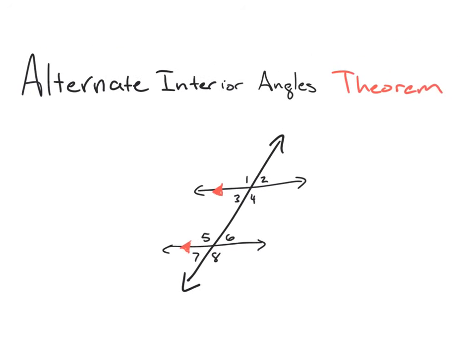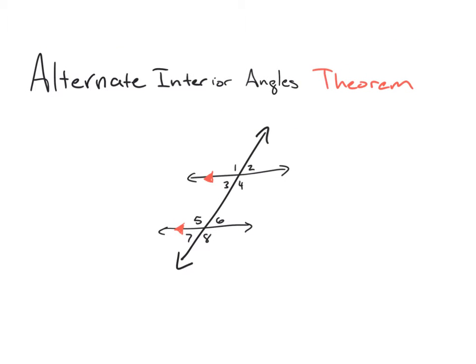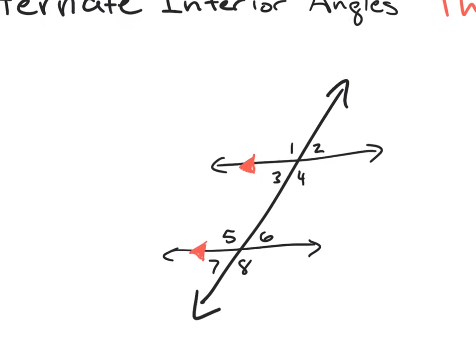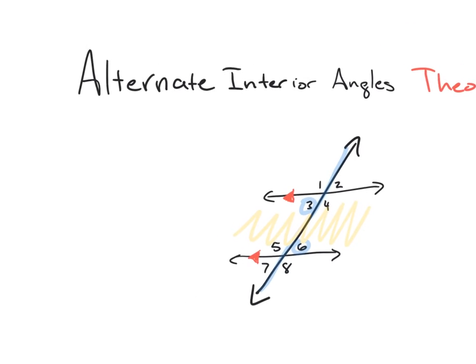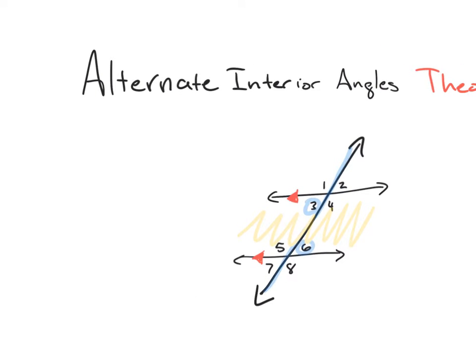So what does the alternate interior angles theorem say now? Well, it basically says that any angles that are alternate interior angles will be congruent to each other. So for example, 3 and 6, remember they are on opposite sides of the transversal, and they are in between the two lines that are intersected by that transversal, so they're alternate interior. And therefore, they are congruent, they are equal.